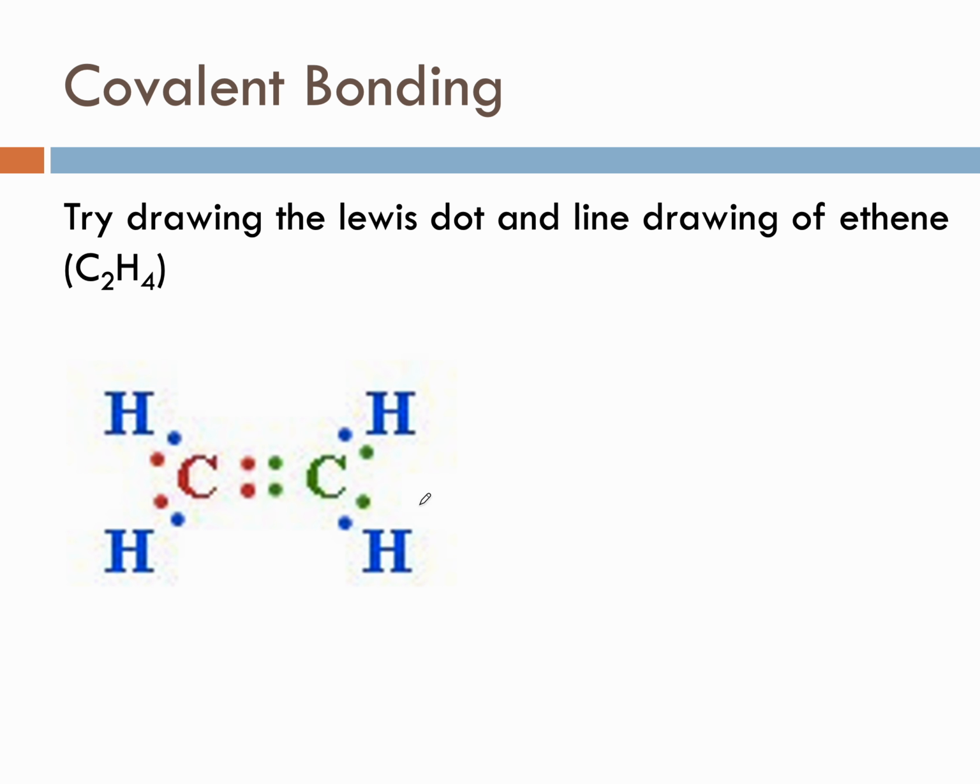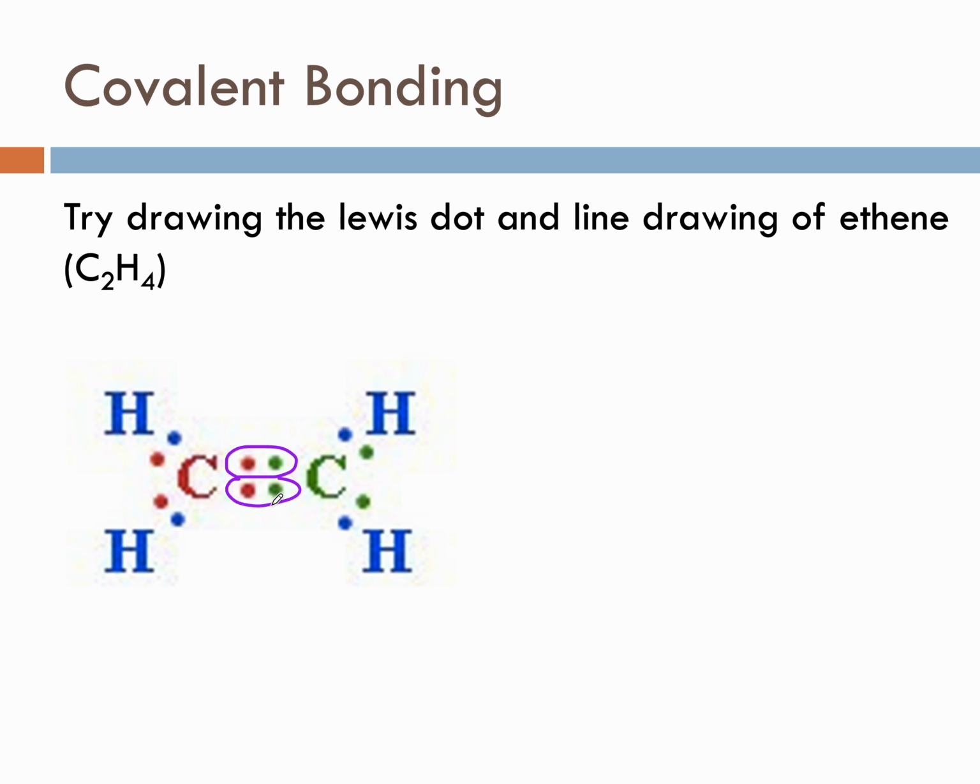In order to make these carbons happy with enough electrons around them, because they need a stable octet of 8, right? They're going to actually have to have a double bond in the middle. So they need one shared pair there and another shared pair there. And then each hydrogen will come in with 1 electron.